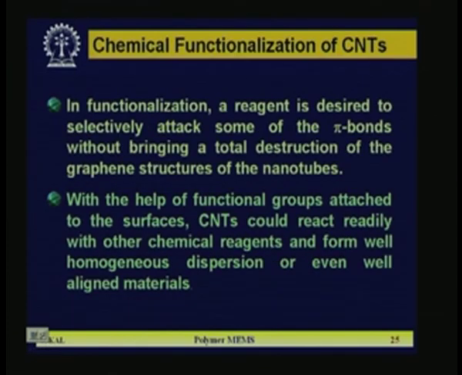Now, chemical functionalization of CNTs, how can it be done? In functionalization, a reagent is desired to selectively attack some of the pi bonds without bringing total destruction of the graphene structure of the nanotubes. With the help of functional groups attached to the surfaces, CNTs could react readily with other chemical reagents and form well homogeneous dispersion or even well aligned materials. That is the technique people are following.